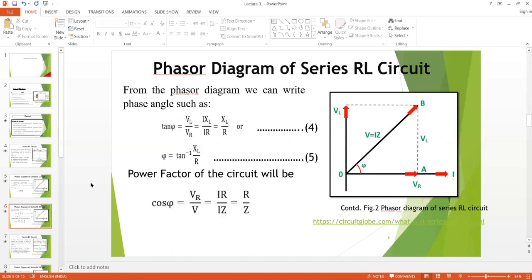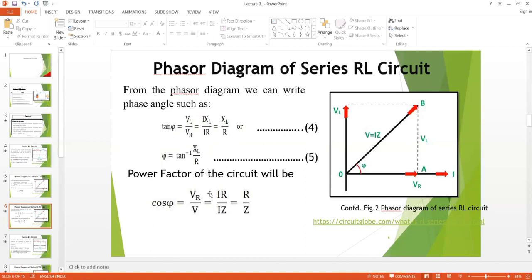Now if you talk about the phase angle, again you can see it from the same phasor diagram. Tan phi, what is tan? Perpendicular upon base. What is perpendicular? Your VL. What is base? VR. So it would be VL upon VR. What is VL? IXL. I'm talking about the voltage drop across the inductor. So it is IXL, the I cancels because it is the same, so it would be XL upon R. So phi would be tan inverse of XL upon R.